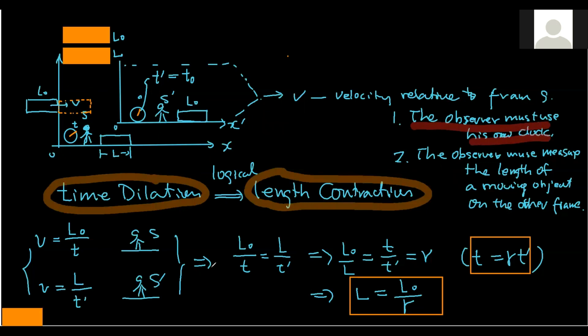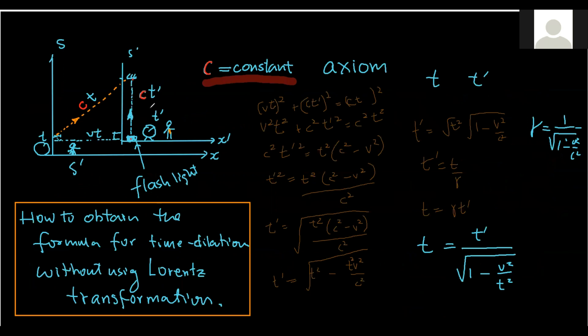Time dilation will imply our length contraction formula. Although we obtained it from the Lorentz transformation two weeks ago, this time is another method, and you can directly derive the formula for time dilation. So relativity is not that complicated, right? It's just those two concepts.